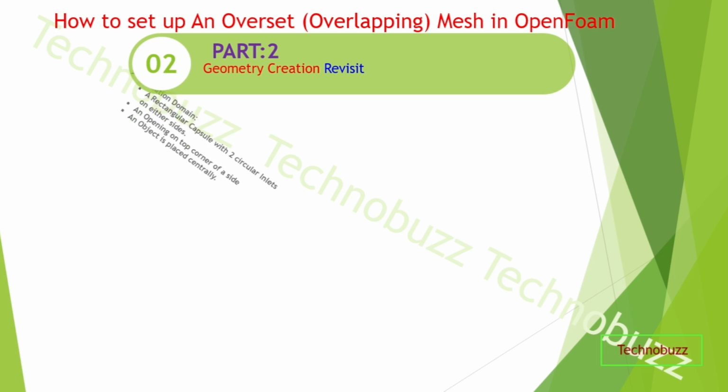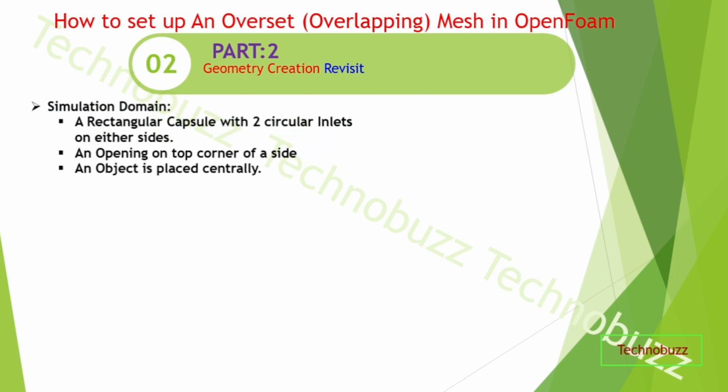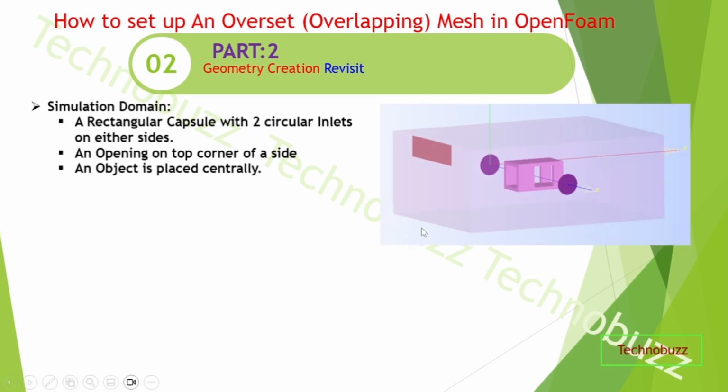Now let us have a recap of the simulation domain considered to demonstrate the overset meshing. A rectangular capsule with two circular inlets on either side is considered, with an opening on one of the sides. A closed manifold object is placed centrally within the capsule.